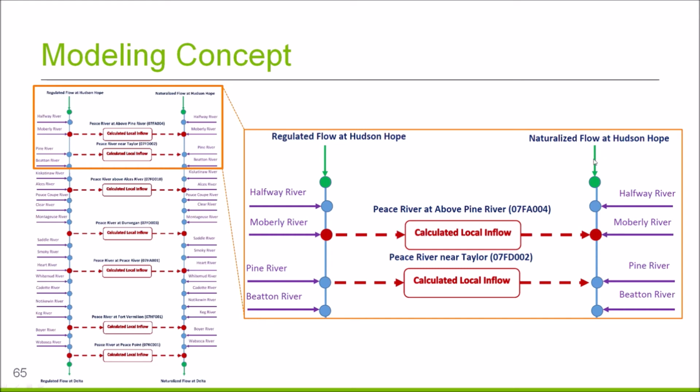So the natural flow model is very similar to the regulated flow model, but instead of routing the regulated flow from the upstream, we route the naturalized flow from the very upstream, and then we route that flow all the way to downstream. And anytime we have an adjustment calculated from that model, we bring that information and add it into the naturalized flow model.